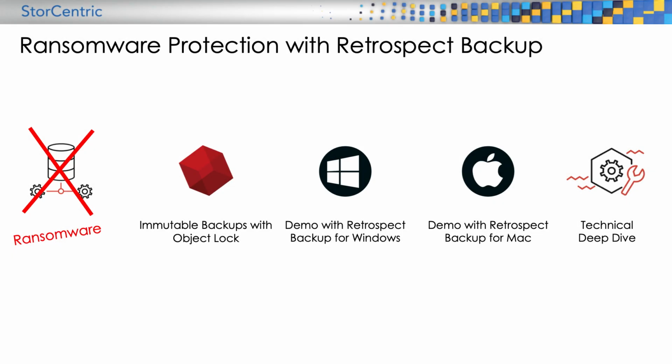We're going to walk through a general overview of ransomware and the issues with traditional storage, cloud object lock, and Retrospect's immutable backups, a demo of Retrospect Backup for Windows, a demo of Retrospect Backup for Mac, and finally, a technical deep dive into Retrospect's immutable retention policy and the differences between cloud storage providers' object lock implementations.